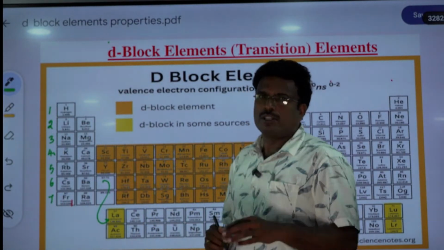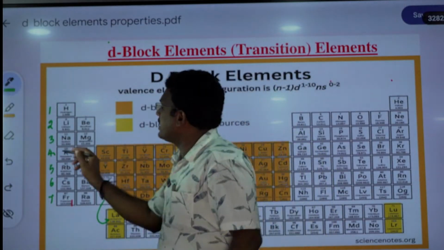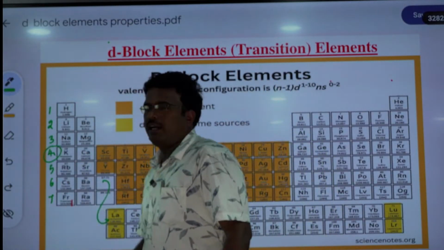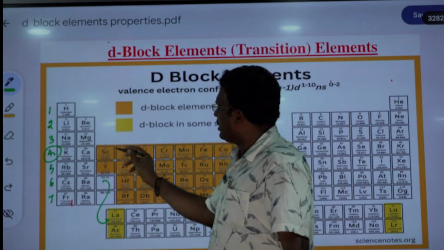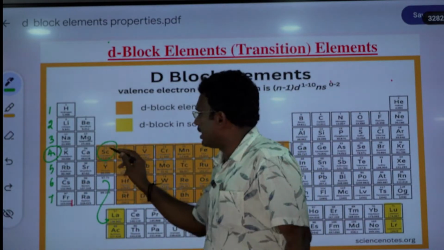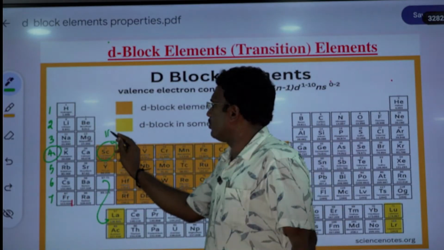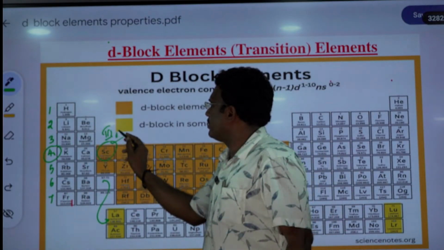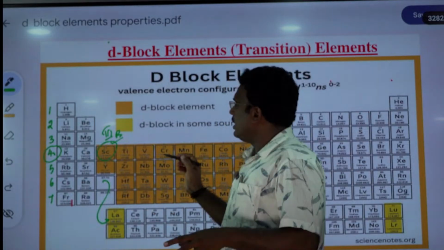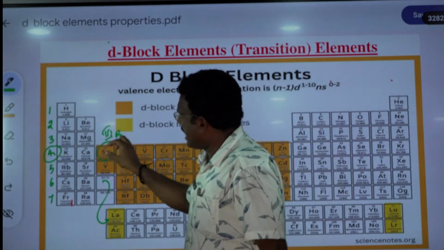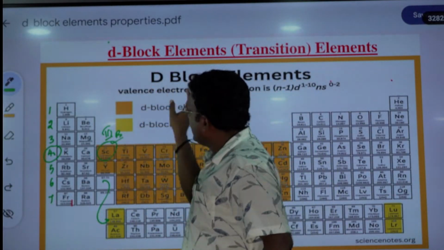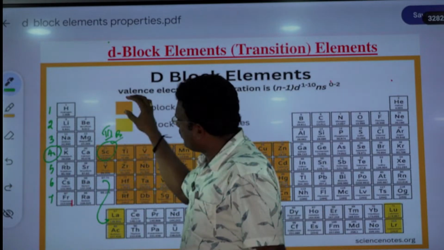7 periods. So question: which period starts from the D block? 4th period. So which element started? The starting element in the D block is scandium. So which group? 3B. That is an important question from the examination point of view. In the D block elements, which is the starting metal? Scandium. In the D block, which is the first group? 3B.